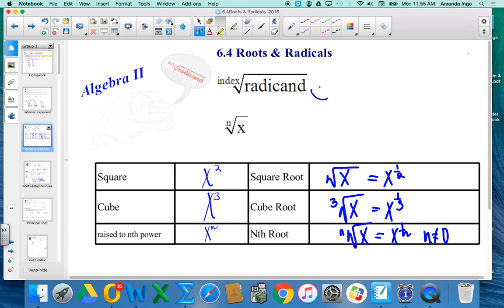The number underneath the radical sign is called a radicand. This little bitty number up here is called the index, and this is called a radical sign. It is not a square root sign, it is a radical sign.